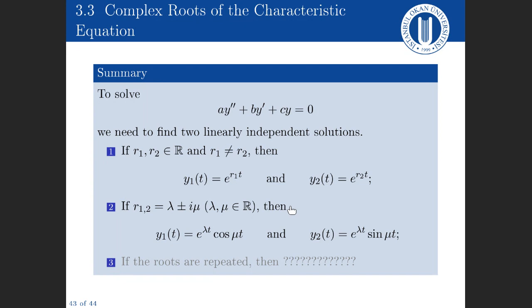For the second case, that's the case of complex conjugates, the two functions that we want are e to the power lambda t cos mu t and e to the power lambda t sine mu t. There's a third case. What do we do if we have repeated roots, if we have the same real number twice? We'll do that tomorrow.